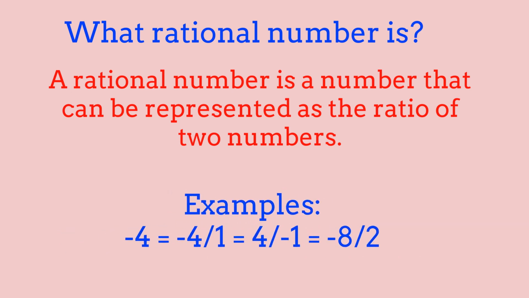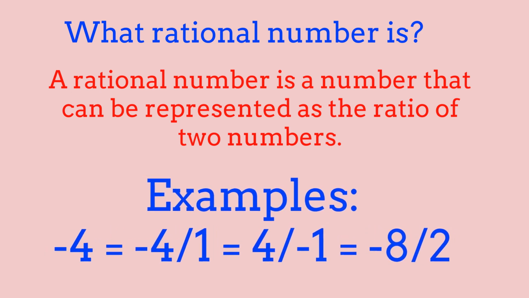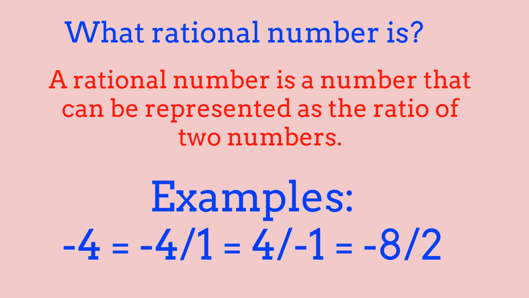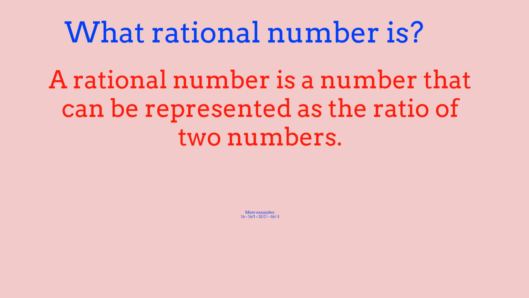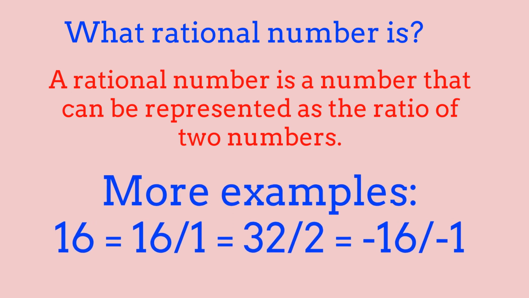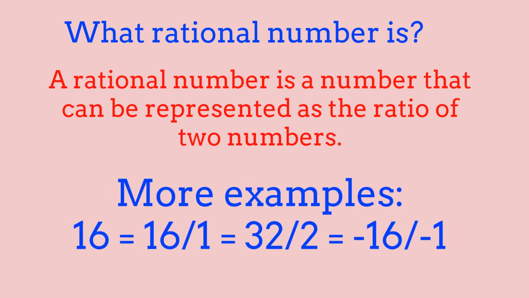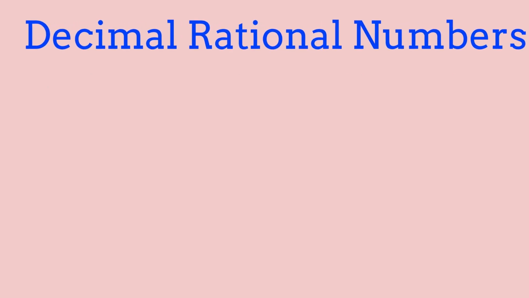Some other examples could be negative 4, so we could do negative 4 divided by 1, or 4 divided by negative 1, or negative 8 divided by 2. And one more example could be 16, so 16 divided by 1, or negative 16 divided by negative 1. So those are just some examples of rational numbers. So now let's go over what decimal rational numbers are.